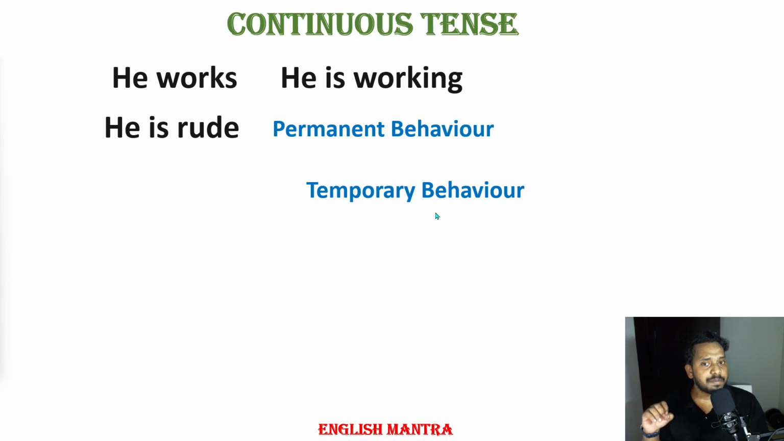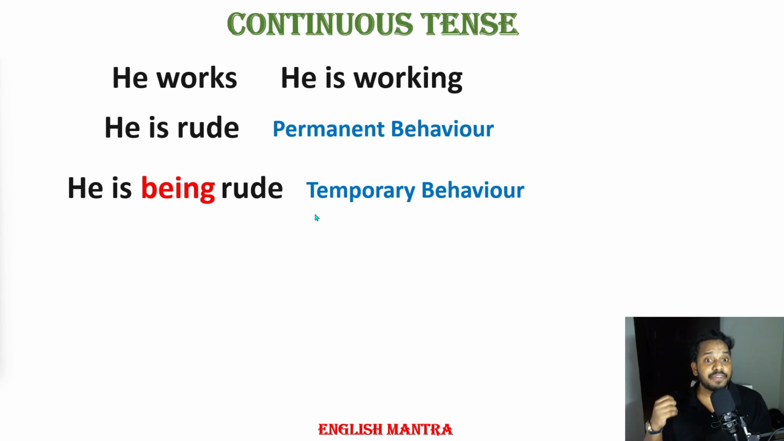For temporary behavior, we must use be form in its ing form like this. That is not he is rude. It must be he is being rude. Whenever we're talking about any temporary behavior, if it is a verb, then we must use subject plus is, am, or are plus verb plus ing. If it is any adjective, then we must use subject plus is, am, or are for present and being plus that adjective. He is being rude. Okay, he is being honest.